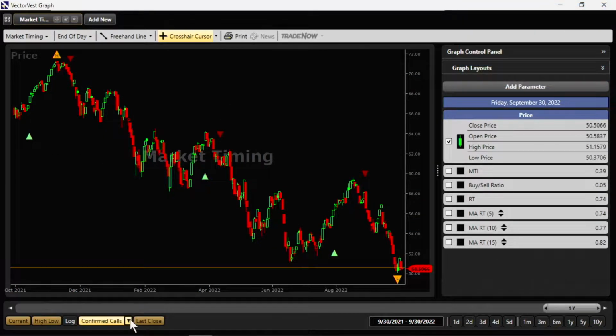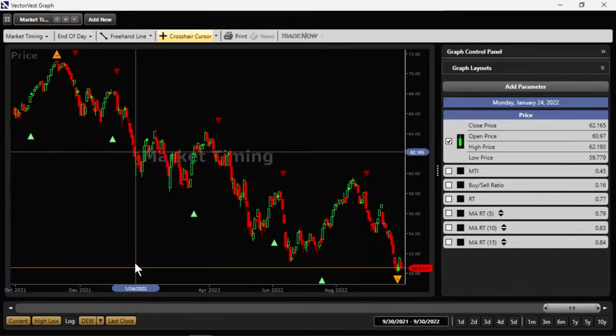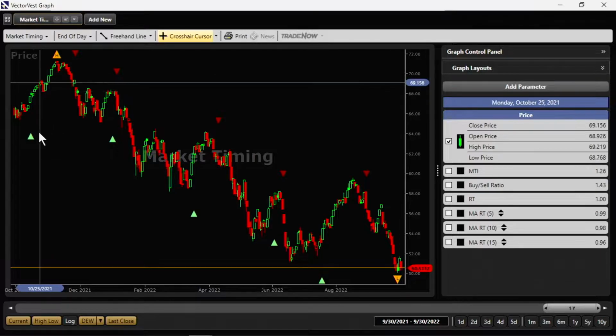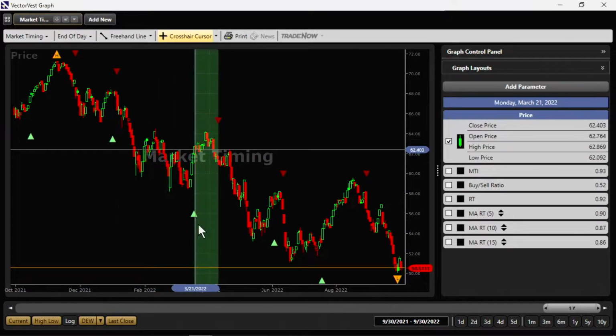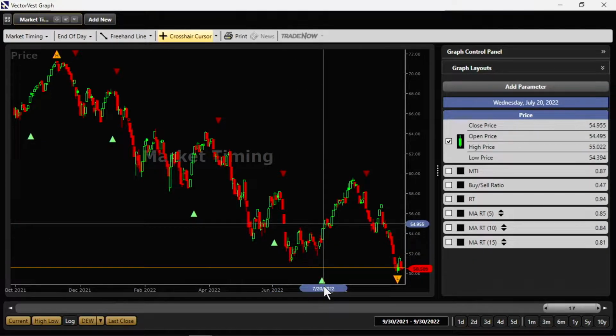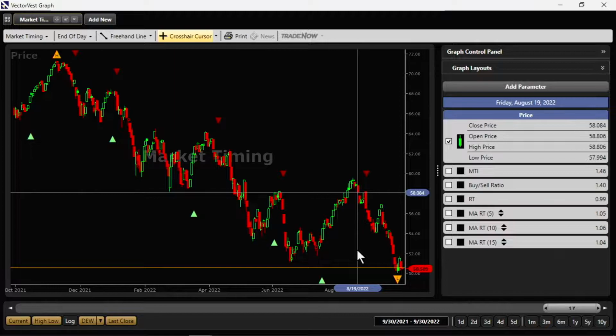Now, if I could speed it up here just a bit to DEW, I talked earlier this morning that this is kind of middle of the road. Here we had 1, 2, 3, 4, 5 up signals, and 1, 2, 3, 4, 5 down signals. So frequency of 10. So you can see it's picking up the pace here a little bit. Now, there's advantages to that, and this is where you start studying the charts.